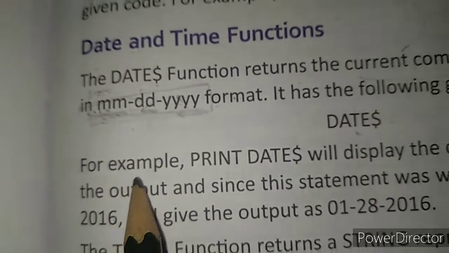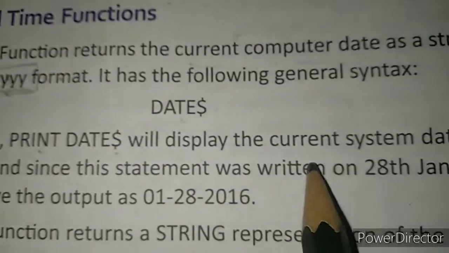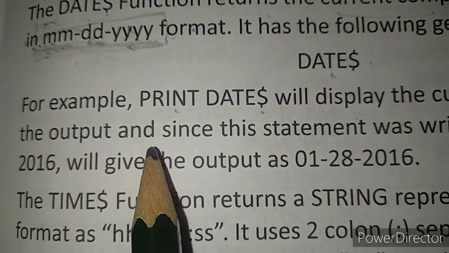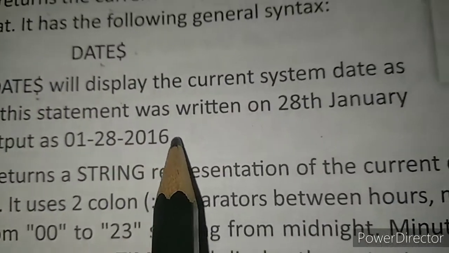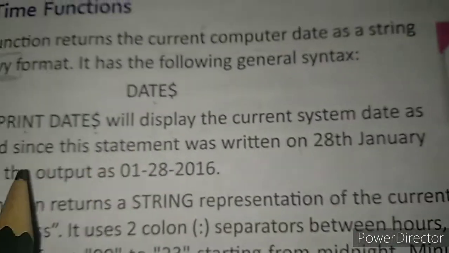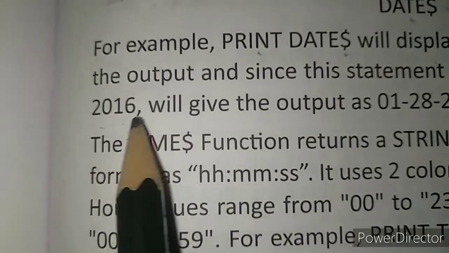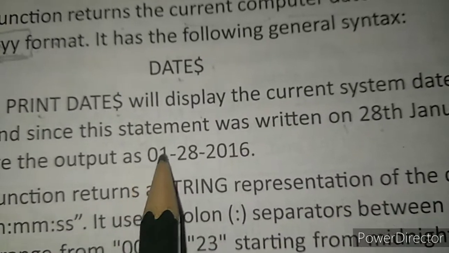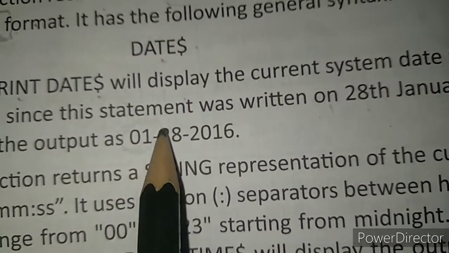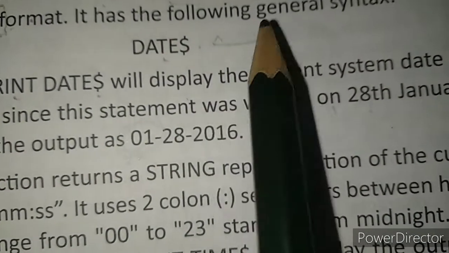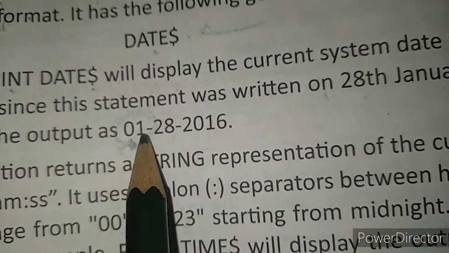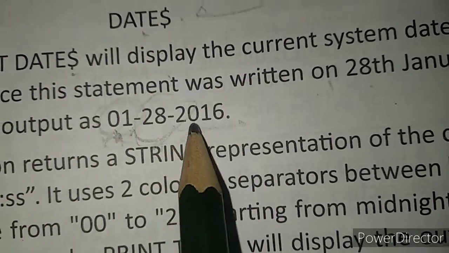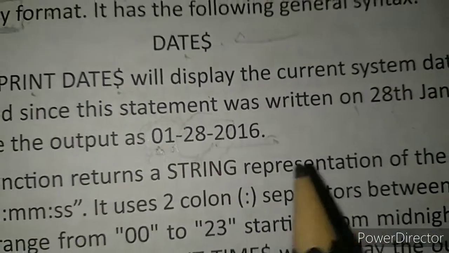So let us see. For example, print DATE$ will display the current system date as the output, and since the statement was written on 28th January 2016, it will give the output as 01-28-2016. The first part represents the month, because when we use the date function, the month is displayed first, then the day, DD, and then the year, 2016, right?